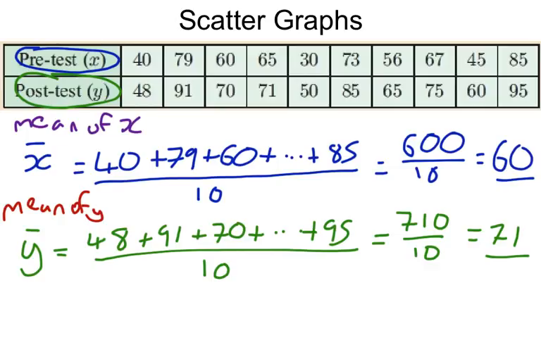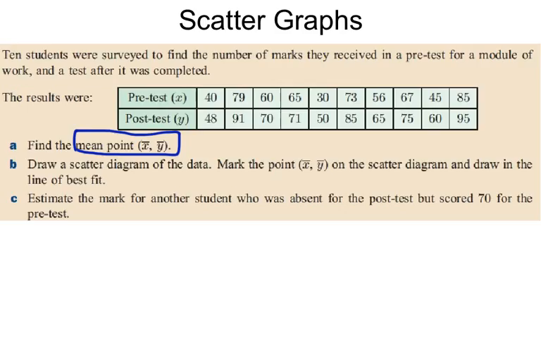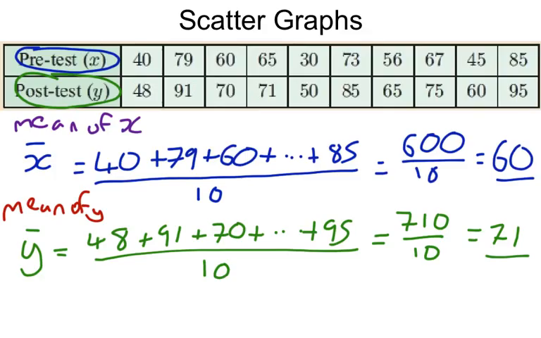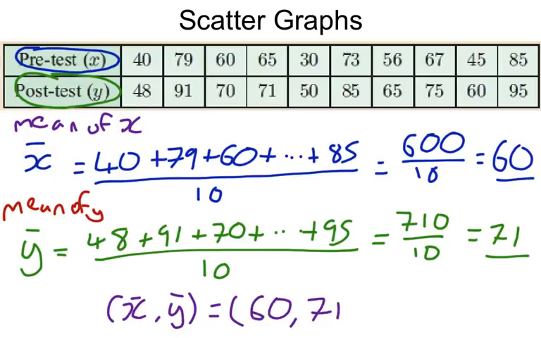The final thing is to put that in terms of coordinates, because we were asked in the original question to find the mean point in terms of coordinates. So the coordinates x bar, y bar are equal to 60, 71. And we're going to use that in a moment once we've plotted our scatter diagram.